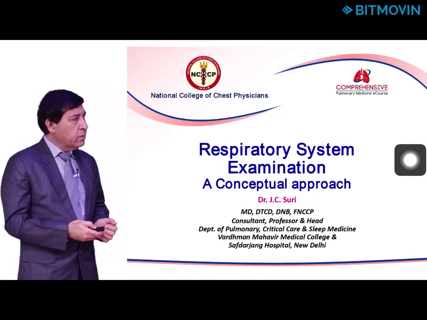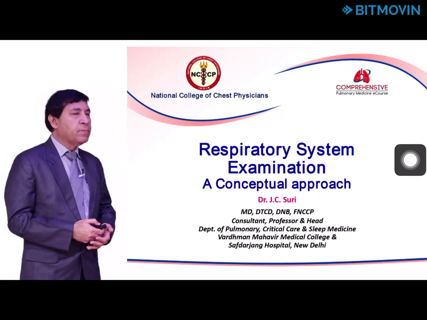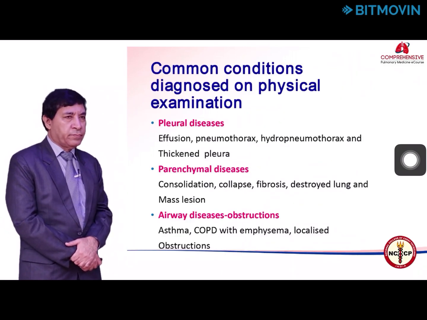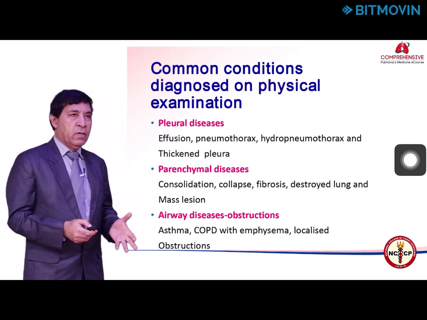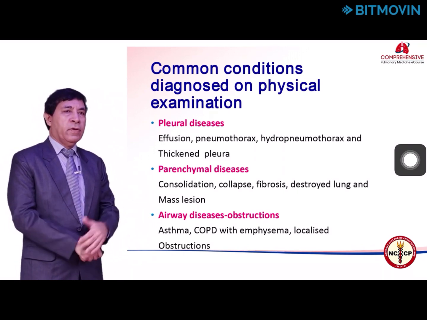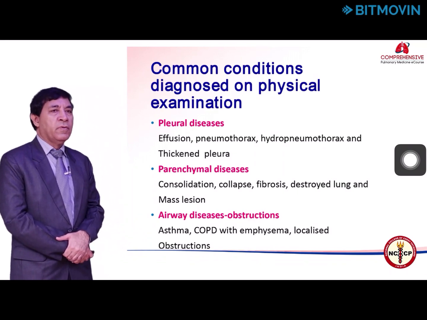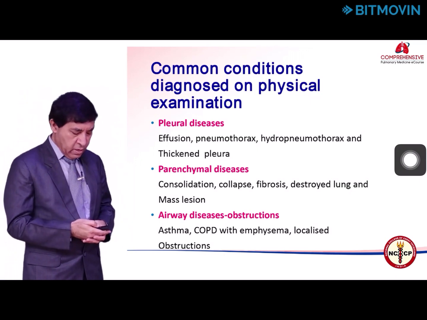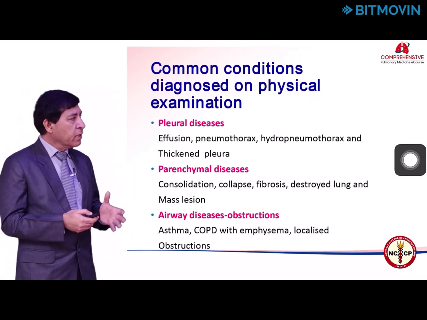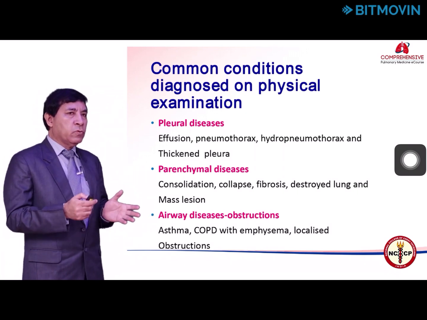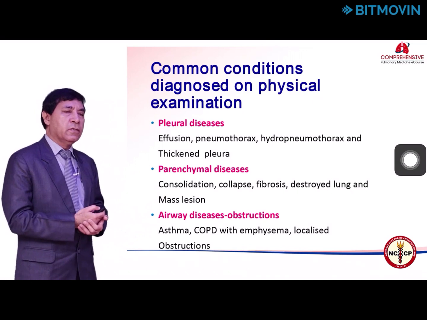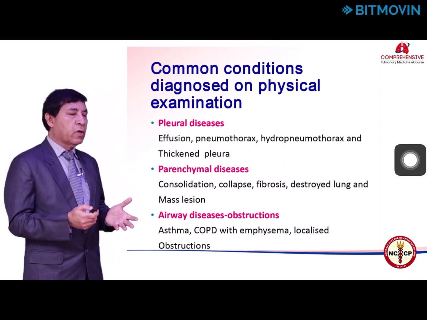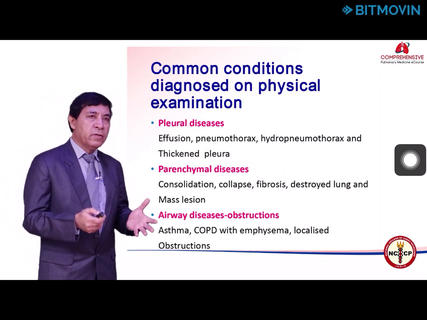Before we move into the examination of the respiratory system, let us first understand the scope of examination. What do you basically diagnose when you examine a patient with respiratory disease? What we do is basically a physical diagnosis, and this can be broadly divided into three categories. First, the pleural diseases. In the pleural diseases, your patient can have either pleural effusion, pneumothorax, hydropneumothorax or thickened pleura.